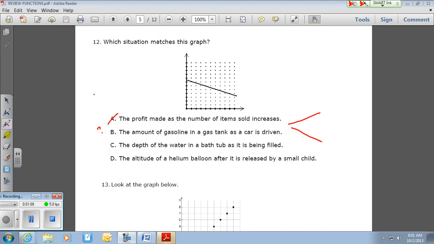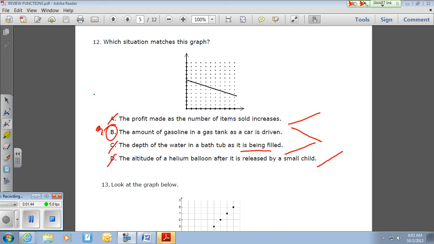Letter C says the depth of the water in a bathtub as it's being filled. So as it's being filled, the depth of the water should increase, so that should be a positive correlation. That's not going to be the answer. And letter D, the altitude of a helium balloon after it's released by a small child. So the altitude is going to keep increasing, so that's a positive correlation as well. So I know for sure that B is my answer. It's the only one that makes sense, that as a car drives, the gas in the tank decreases.